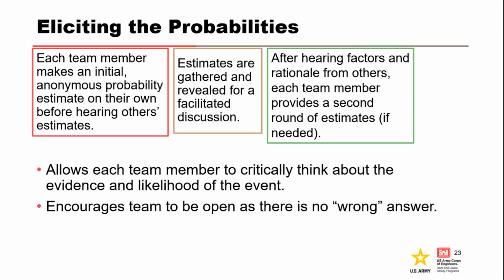I think we mentioned this already. Each team member makes their initial anonymous probability estimate on their own before hearing anybody else's numbers. That's one way we can eliminate bias, so that we're not letting the loudest person in the room or the most experienced person in the room dominate where our numbers end up.